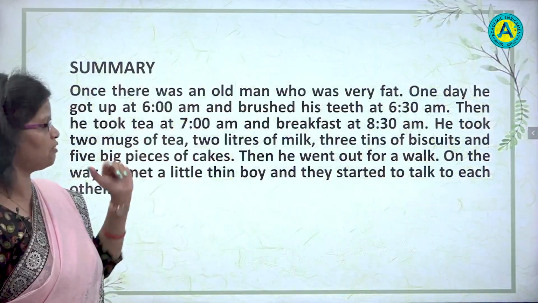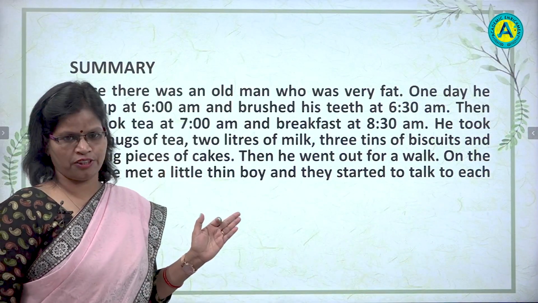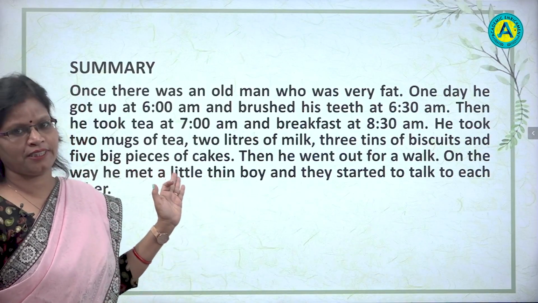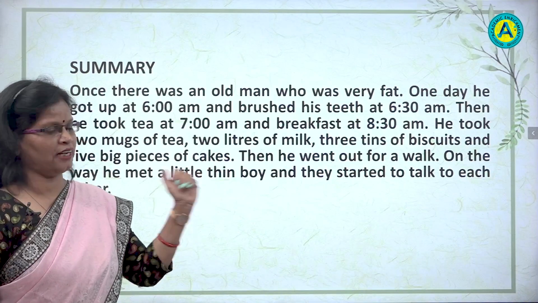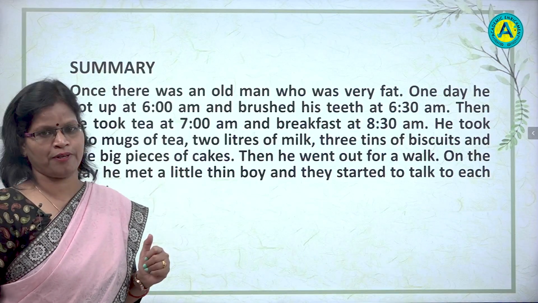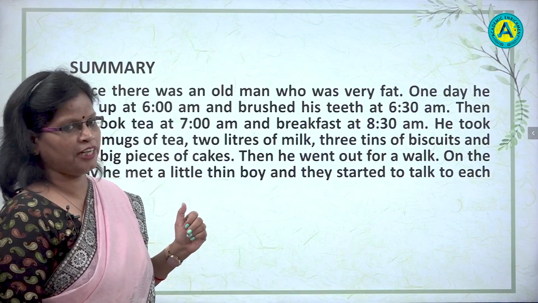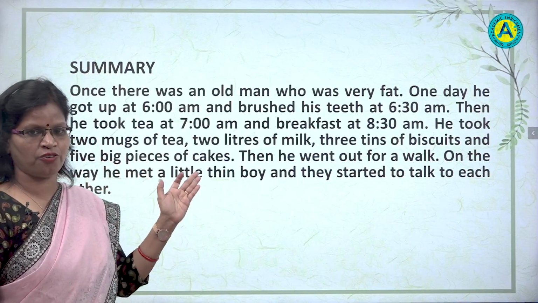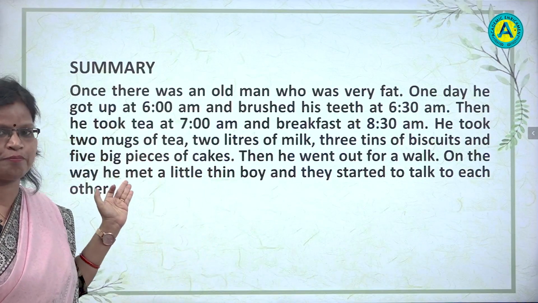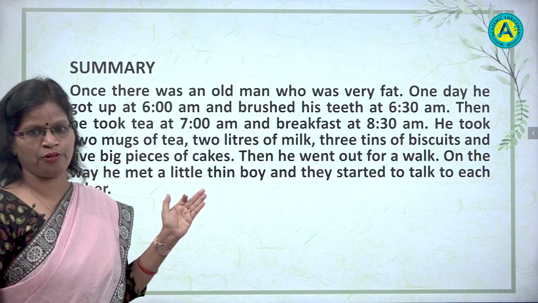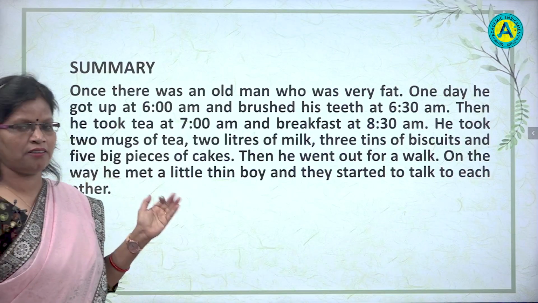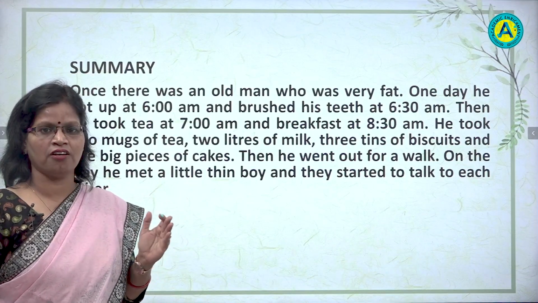Now students, let's summarize the paragraph. Once there was an old man who was very fat. One day, he got up at 6 a.m. and brushed his teeth at 6:30 a.m. Then he took tea at 7 a.m. and breakfast at 8:30 a.m. He took 2 mugs of tea, 2 liters of milk, 3 tins of biscuits and 5 big pieces of cake. Then he went out for a walk. On the way, he met a little thin boy and they started to talk to each other.